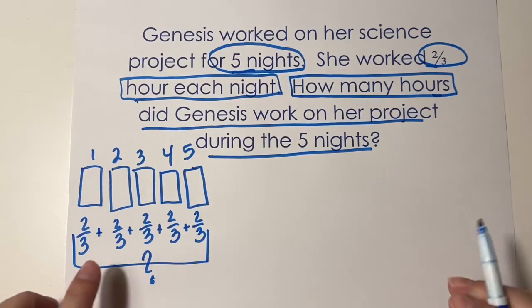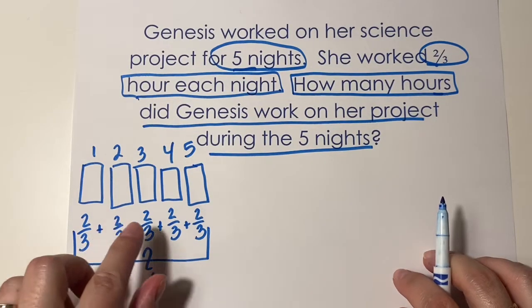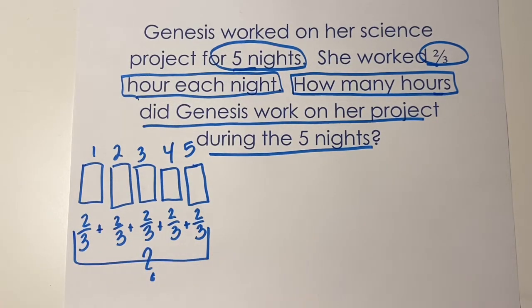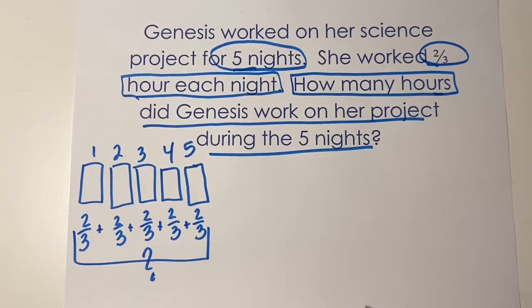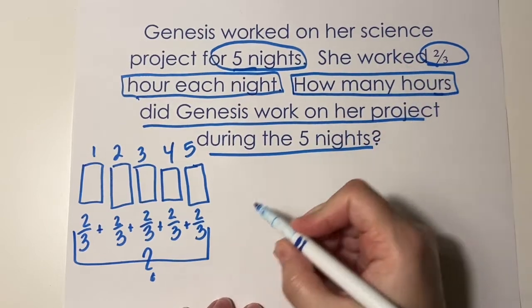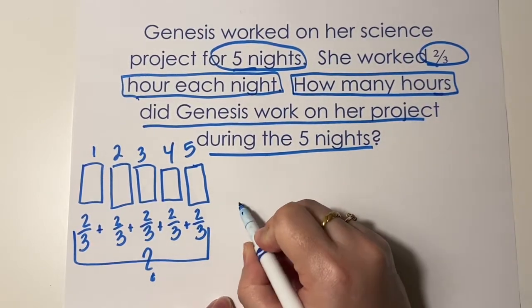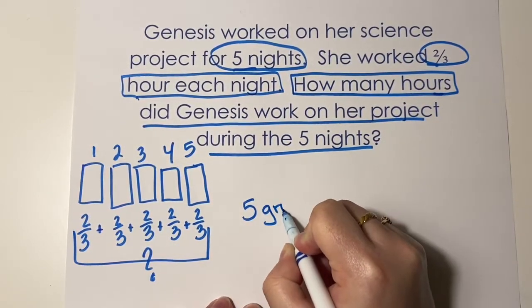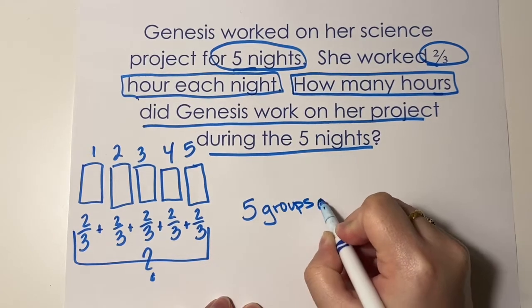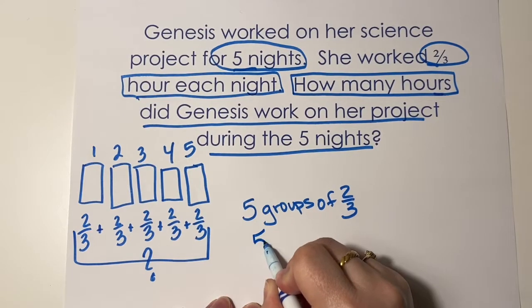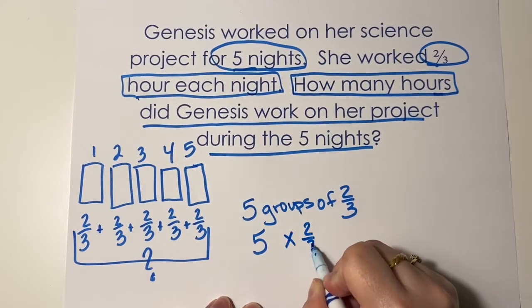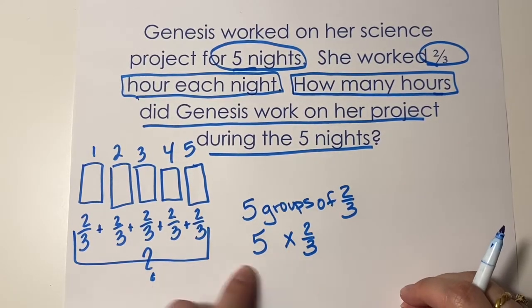So now what we could do is, because we know 2/3 plus 2/3 plus 2/3, I hear plus, plus, repeated, repeated, repeated. We know repeated addition is, you're right, multiplication. So I do have here 5 groups of 2/3, which is the same thing as saying I have 5 times 2/3. So I'm looking at this.